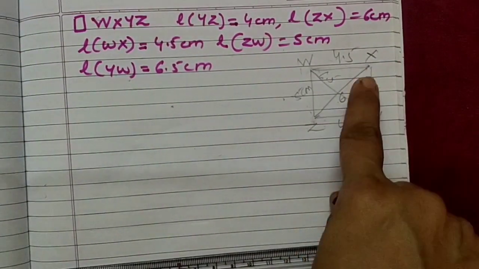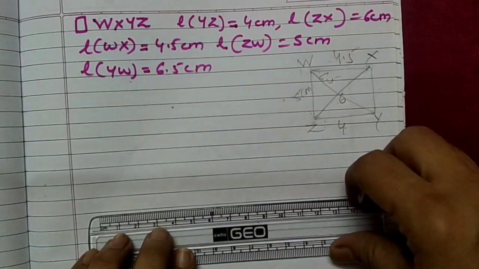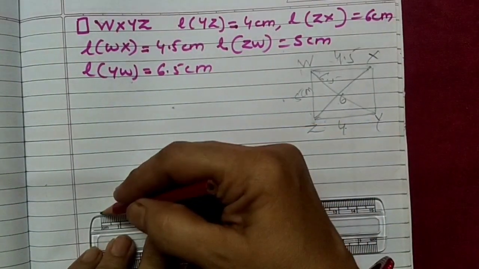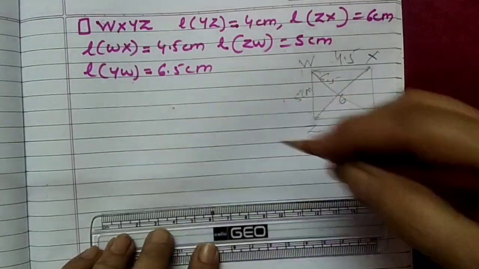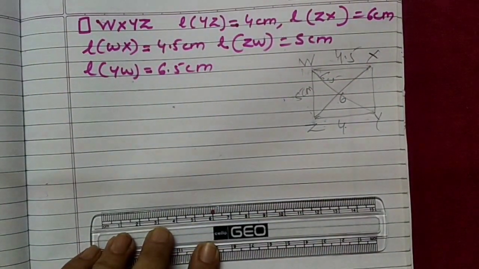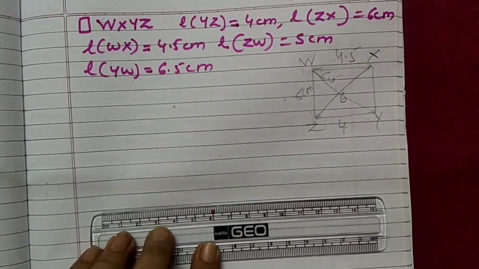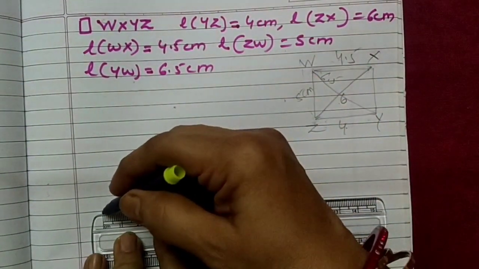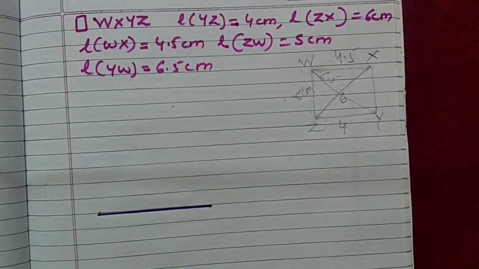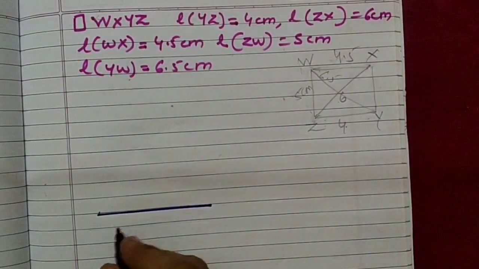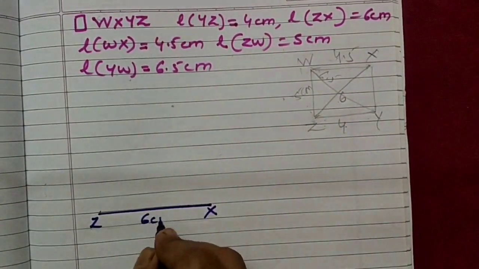So we have to take now what? ZX. Let us take ZX over here. How much is ZX? 6 centimeter. First I will draw with the scale and pencil, and then I will do with the sketch pen, because you will not be able to see with the pencil properly. So this is 6 centimeter. You will always do in pencil, remember, you will not do in pen or a sketch pen. So this is ZX and this is 6 centimeter.